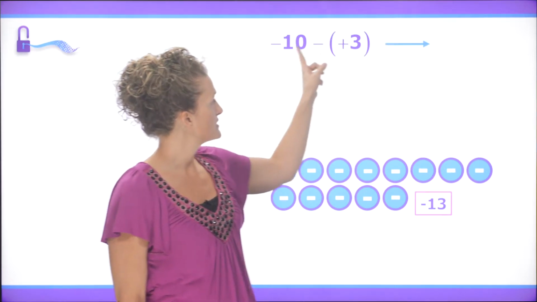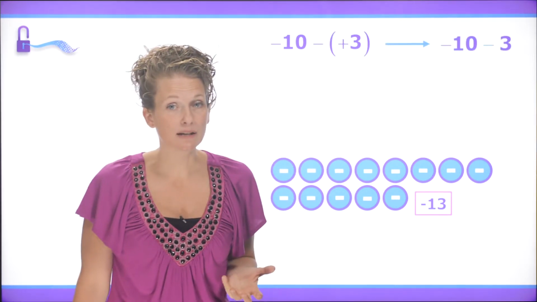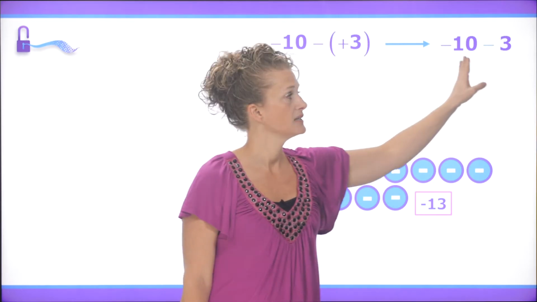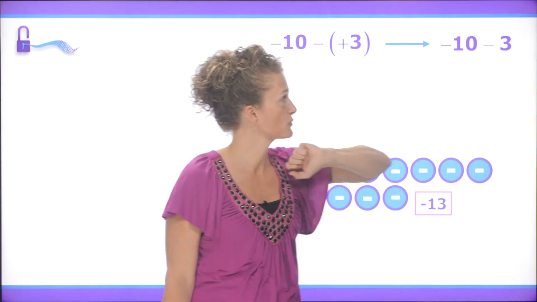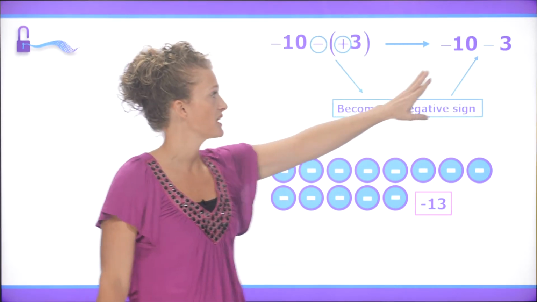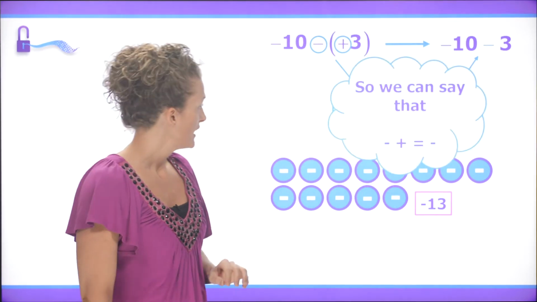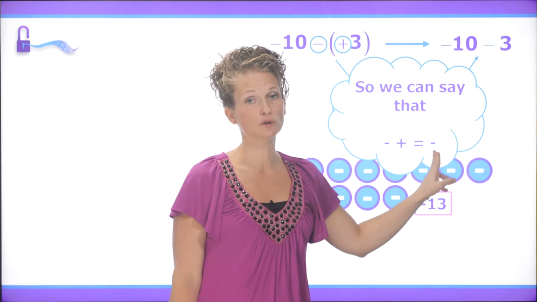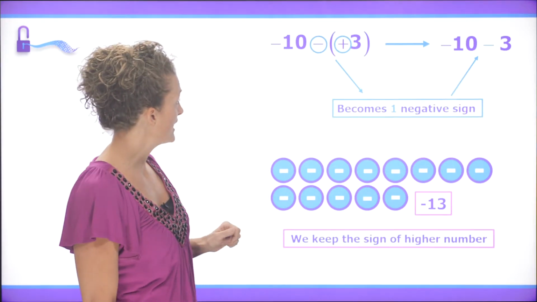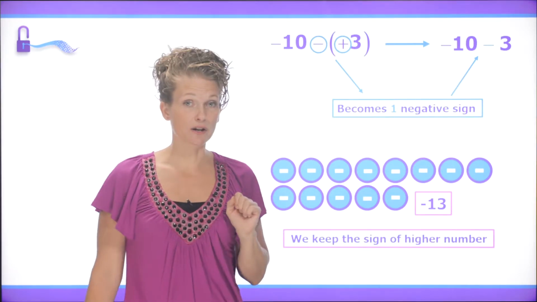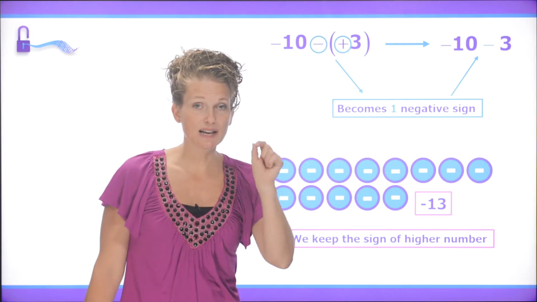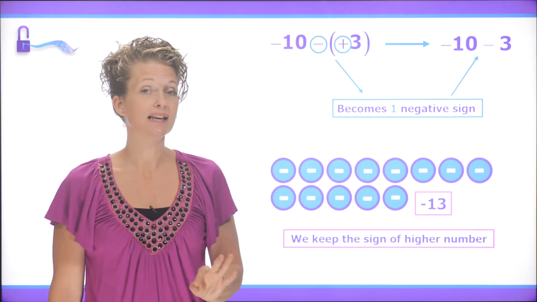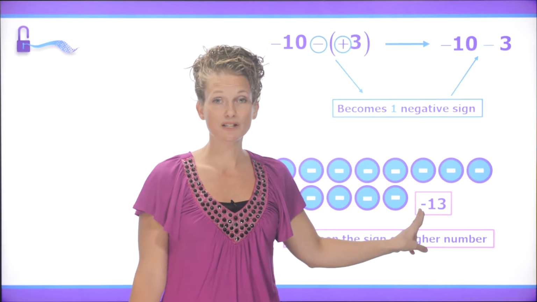So negative 10 minus positive 3 is the same thing as saying negative 10 minus 3. So these two signs become one negative. And so from that, we can say a negative and a positive is equal to a negative. And again, we keep the sign of the higher number. So the 10 is the higher number, and the sign is negative, so our answer is going to be negative.